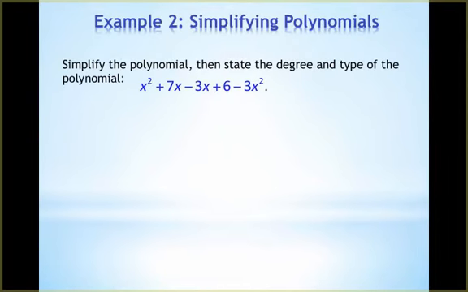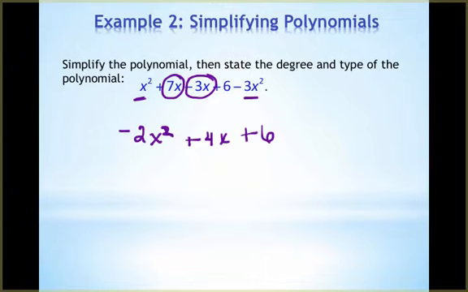So let's combine like terms with this example. We have x squared and negative 3x squared, and we're going to put this in decreasing order, which is very standard for polynomials. So that would be negative 2x squared. Then I have a 7x and a negative 3x, so that's going to be plus 4x because positive 7 minus 3 would be 4, and then plus 6. This is a trinomial because it has 3 terms, and the degree will be 2 because our highest power in our monomials is 2.